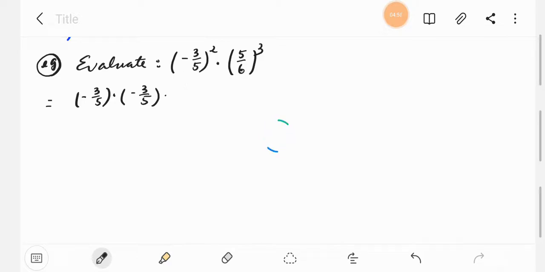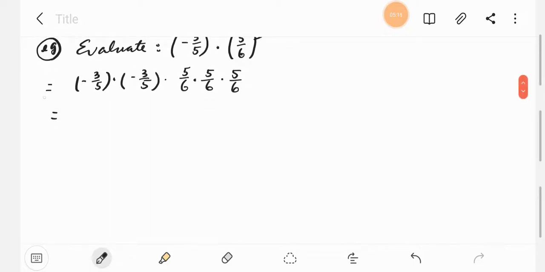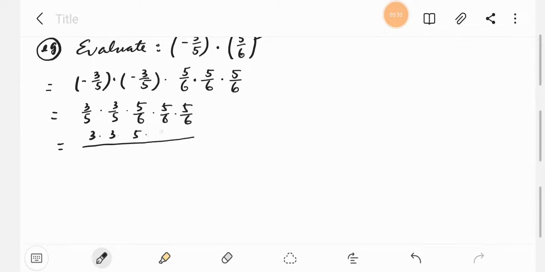So write the base as many times as indicated by the exponent. So 5 over 6 times 5 over 6 times 5 over 6. Then negative becomes positive, so you can rewrite it as 3 over 5 times 3 over 5, and then the rest is the same. This is all product, so you can multiply all the numerators together and the denominators together. 5 times 5, 6 times 6 times 6.